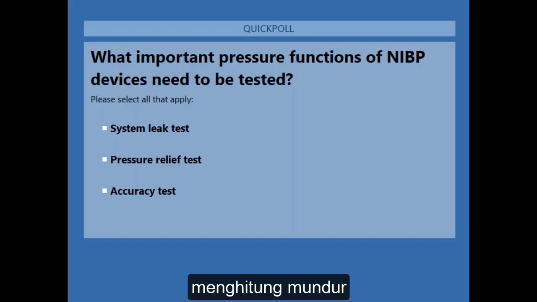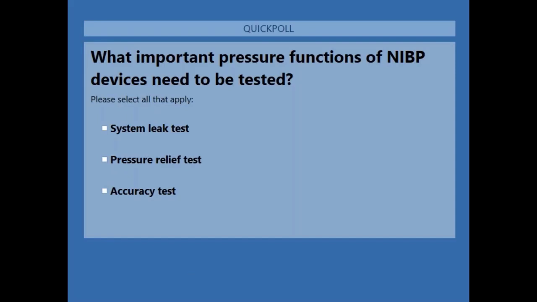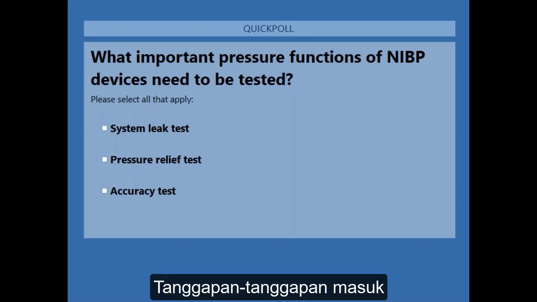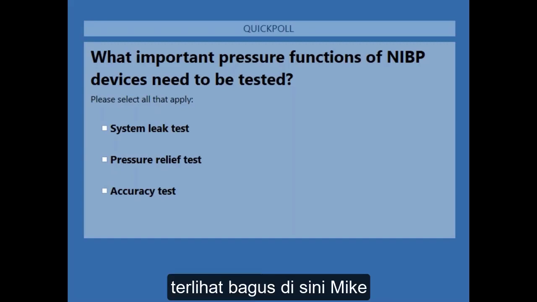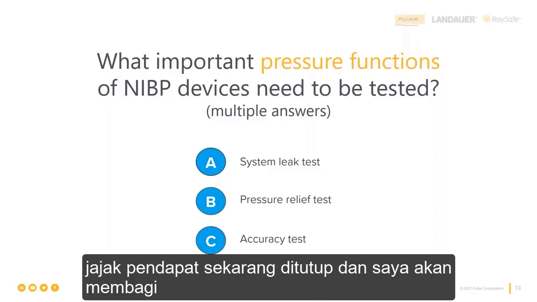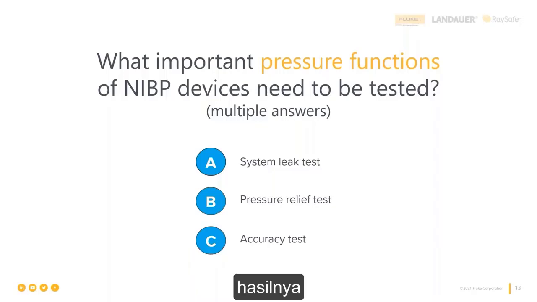I'm counting down. Responses are coming in. Okay, looking good here, Mike. All right, so we're going to go ahead and close the poll. The poll is now closed, and I'll share the results.